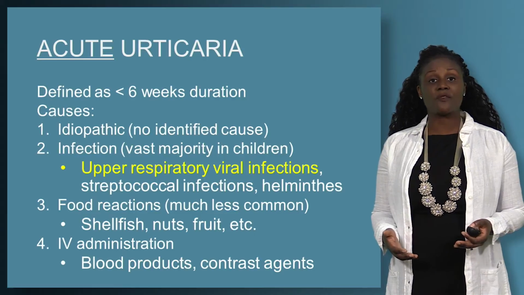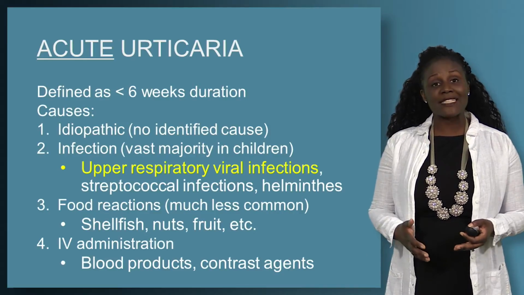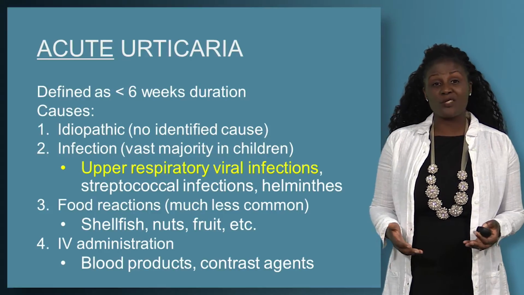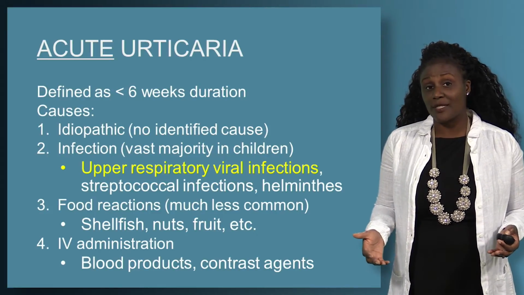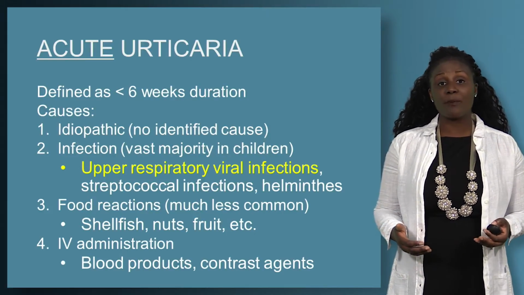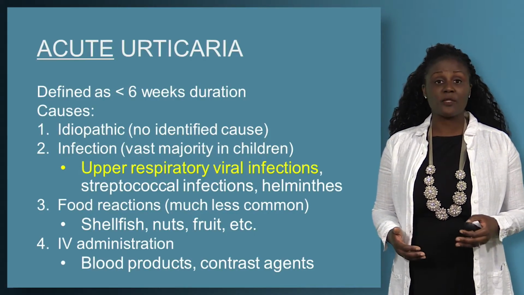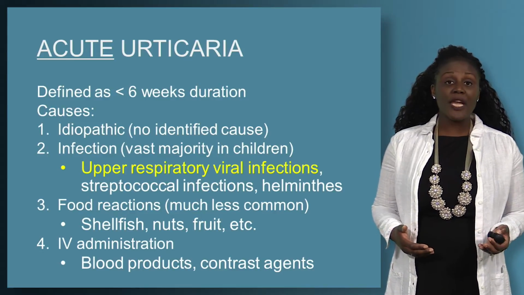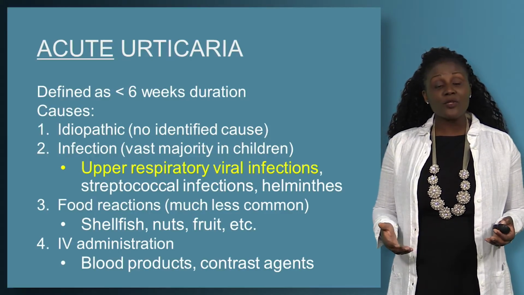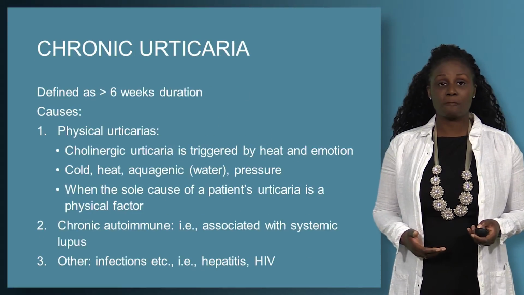So how do we define acute urticaria? Acute urticaria is defined as less than 6 weeks duration, so multiple episodes of urticaria, but lasting less than 6 weeks. There are many different causes, but the most common is idiopathic, or no identified cause. In children, the vast majority of acute urticaria is caused by upper respiratory viral infections. It can also be caused by parasitic infections and streptococcal infections. Food reactions such as peanut allergy or shellfish are much less common. We also see it in the hospital with IV administration of blood products and contrast agents.